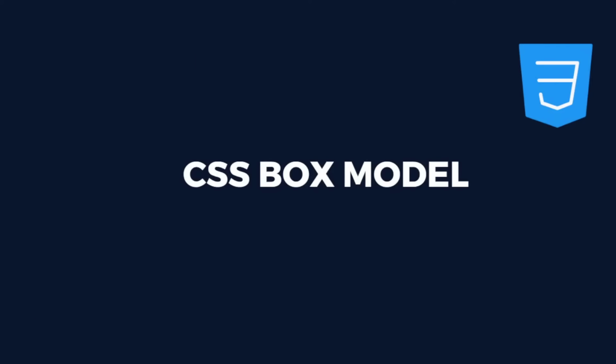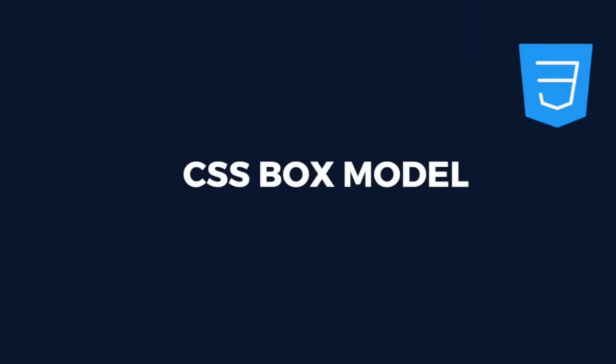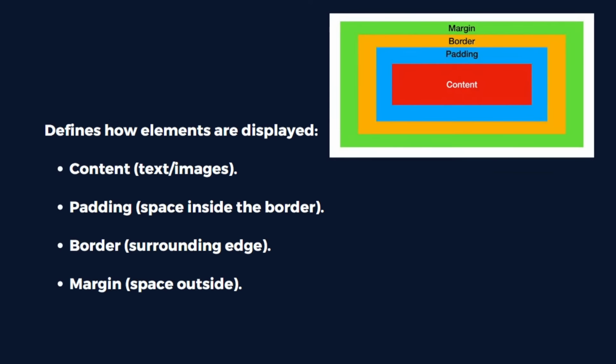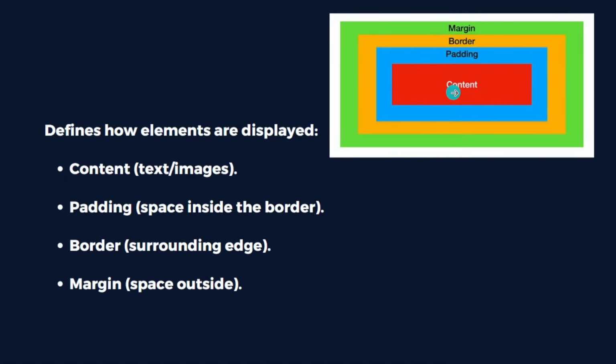Okay, let's begin the topic of CSS box model. What is the CSS box model? It is important in CSS and defines how elements are displayed. What are the types of CSS box model? There are 4 things in the CSS box model. One is content. Another one is padding. Third one is border and margin. These are the 4 things.